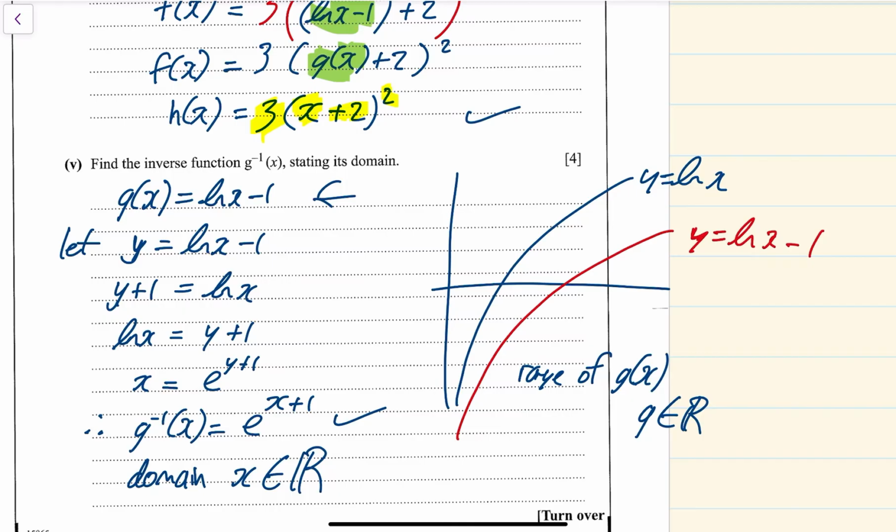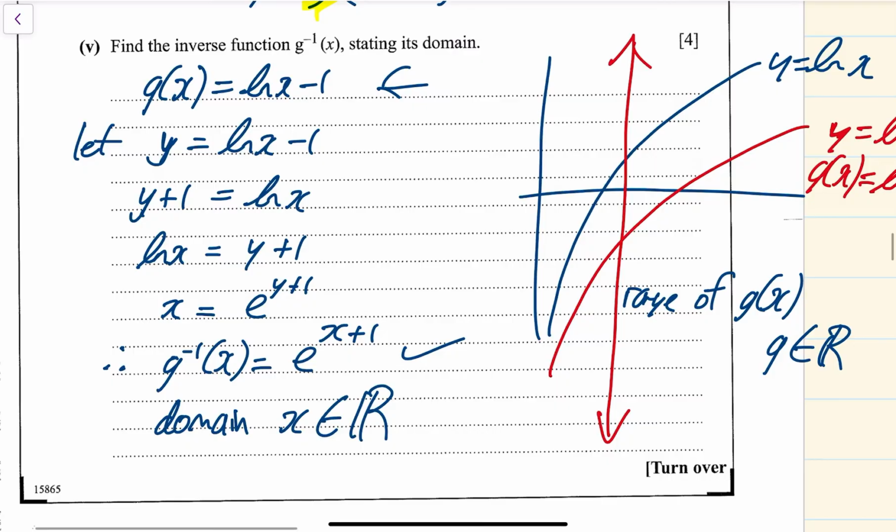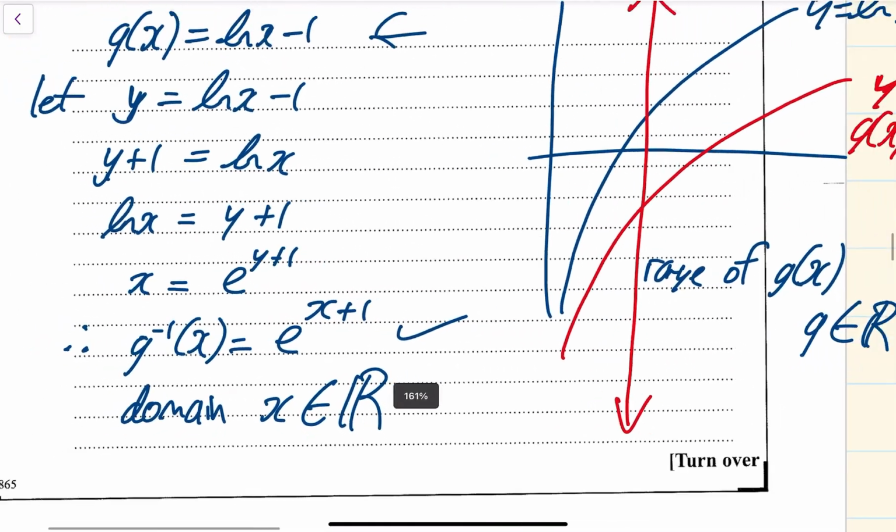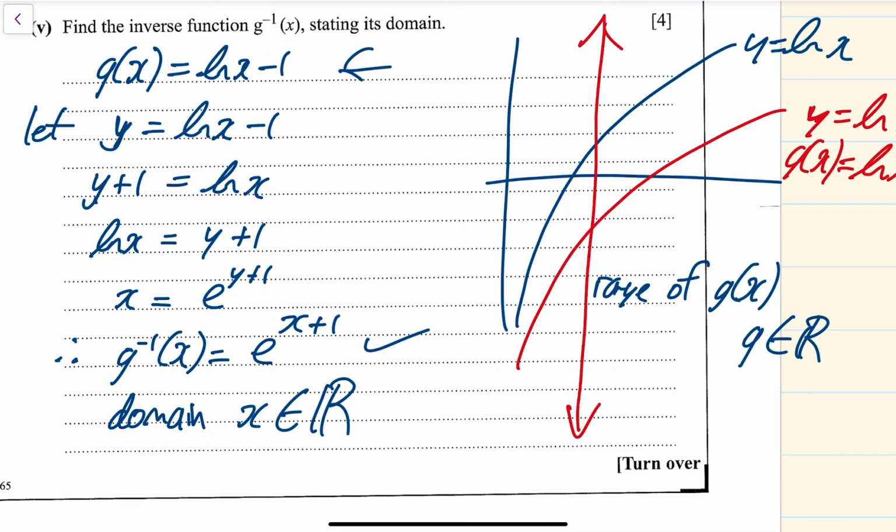So notice here the range of what my g of x is. It was ln of x minus 1. The range of it covers down to minus infinity up to positive infinity. So the range of g belongs to the set of reals. Why on earth am I talking about the range of g of x? I'm talking about it because we are asked to find the domain of the inverse. Now the range of a function is the same as the domain of its inverse. So the range of my original function was everything belonging to the set of reals, so the domain of my inverse is everything belonging to the set of reals.